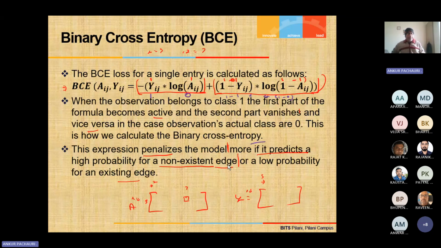Okay, so the penalty has to be high. There's one more scenario where the penalty has to be high, or a low probability for an existing edge: when there is actually an edge between those two nodes of a graph, but the model does not predict it, or predicts it with a certain low probability. Okay, clear?